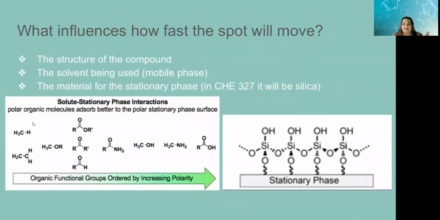How fast will a spot move? There are 3 factors that determine how quickly your spot will move across a TLC plate. The following factors are the structure of the compound, the solvent being used, which is also referred to as the mobile phase, and then the stationary phase, which in our course is going to be silica. Your stationary phase does have hydrogen bonding. That means that your stationary phase is polar. So we do have a polar stationary phase because we do have hydrogen bonding.